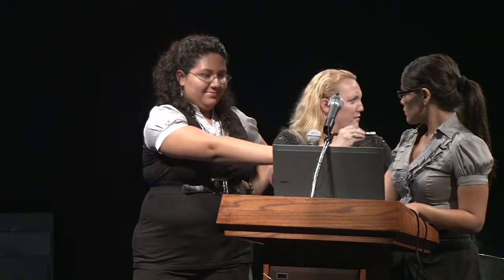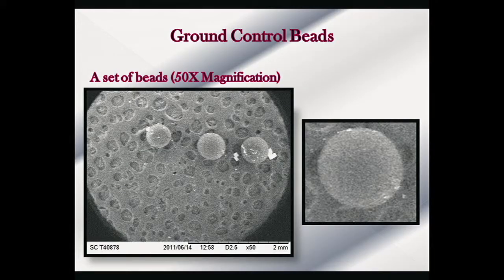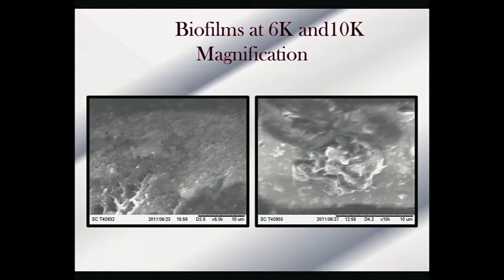These are examples of our ground control beads. You can see here on the left 3 different beads at 50 magnification. The bead here on the right is the bead in the middle at a higher magnification. These are 2 different samples of biofilms. This one here on the left is at 6,000 magnification. Notice the little webbing. This is the biofilm formation. And here is at 10,000 magnification.